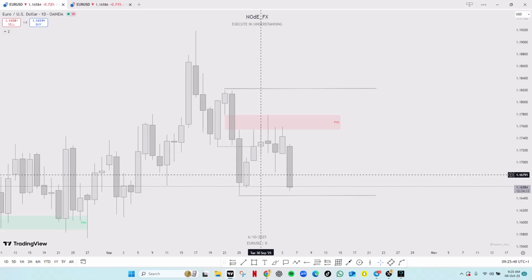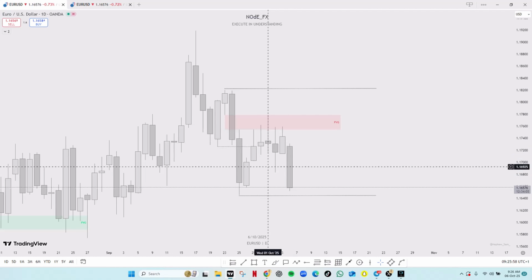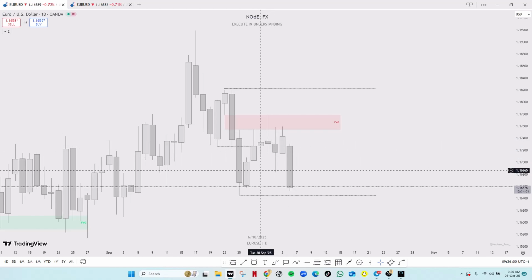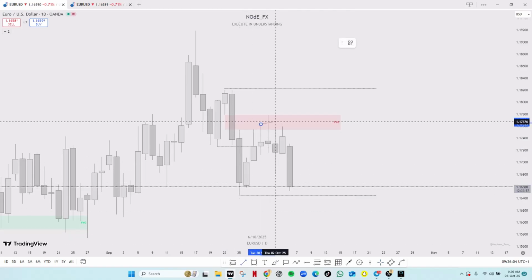Then, after price mitigated the fair value gap, what would give me a confirmation is a bearish closing candle on this daily time frame. A bearish closing candle will give me the confirmation that the sellers are inside the market.